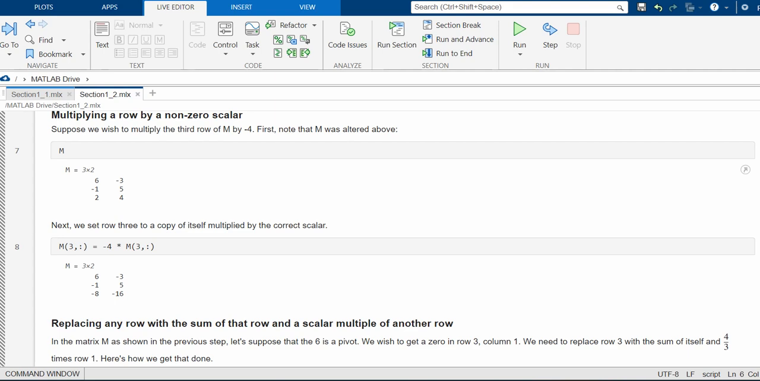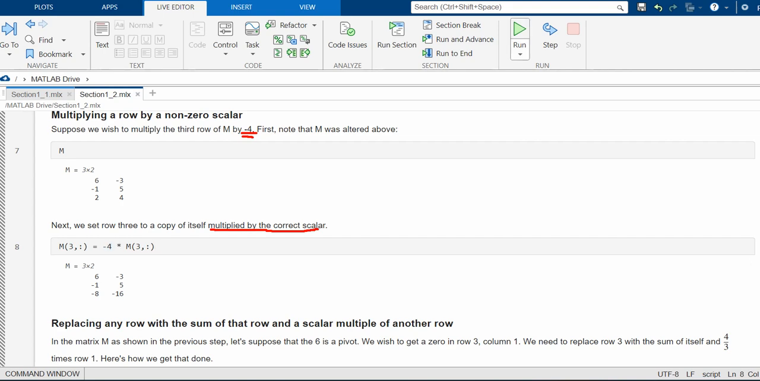And what if we want to multiply row 3 by a scalar? Okay, and up here it says we're going to do it by -4. All right, well, what do I do? I just set row 3 equal to itself times a scalar. And again, the scalar can go before or after, but with a minus sign, it was easier to put it before.